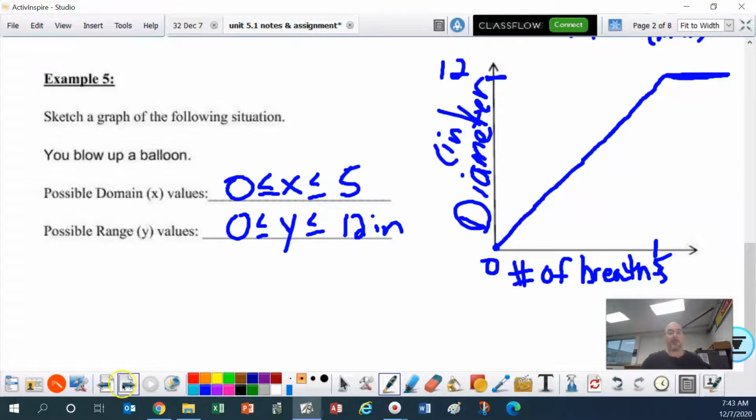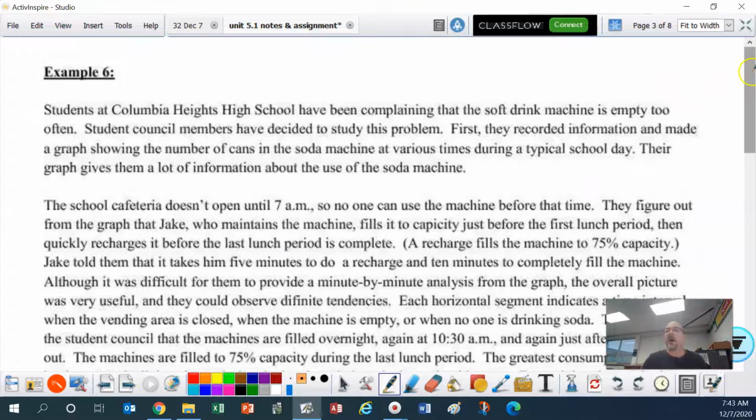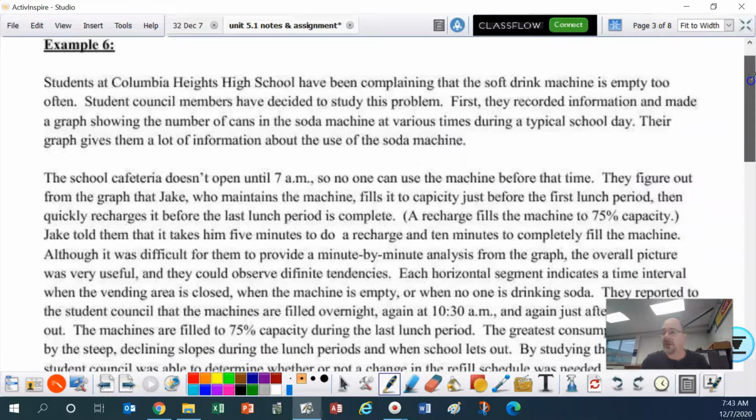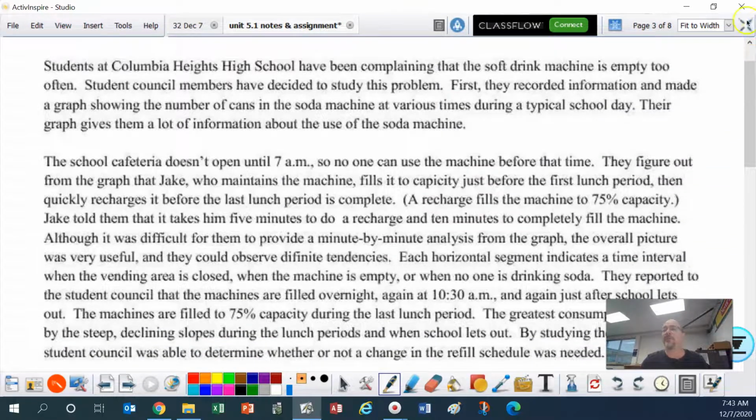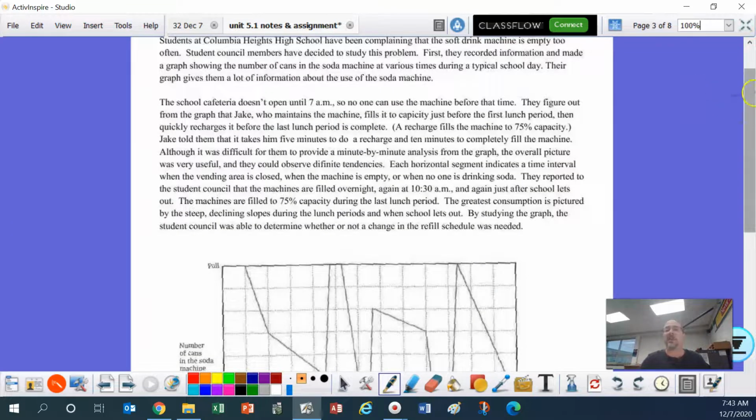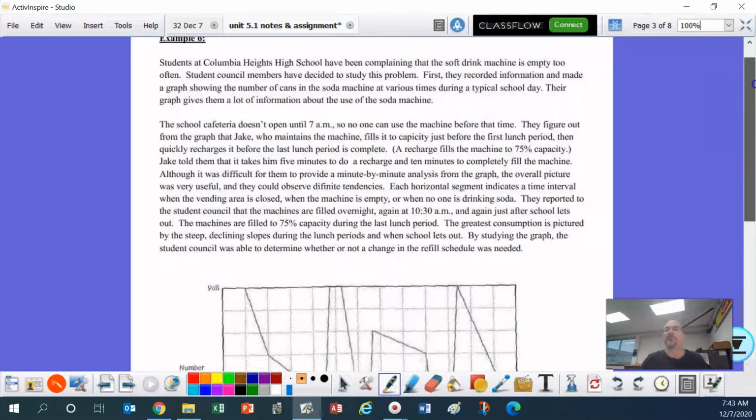All right, let's keep rolling here, folks. Let's look at this next one. In this one, this one's already done for you. I'm going to make this a little smaller so that we can see the graph as I'm reading it. I'll read the first paragraph and then I can move it and you can see it a little bit better.